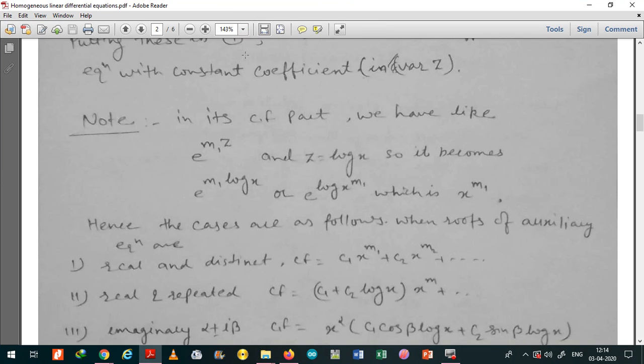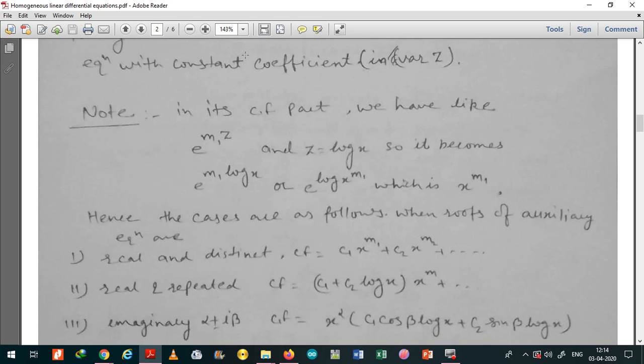So, here we discuss different cases when the roots of the auxiliary equation are m1, m2, mn. In that case, we can write the CF. If the roots m1, m2, mn are real and distinct, CF can be written as C1 x raised to power m1 plus C2 x raised to power m2 and so on. If roots are real and repeated, suppose m1 and m2 are the same, say m, then CF is (C1 plus C2 log x) x raised to power m plus so on.